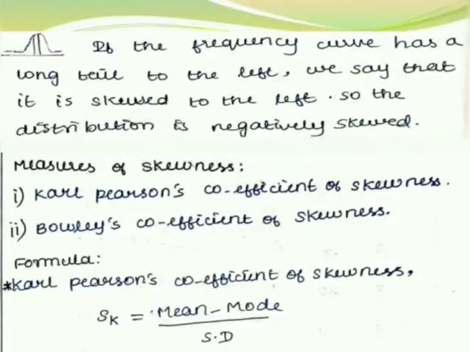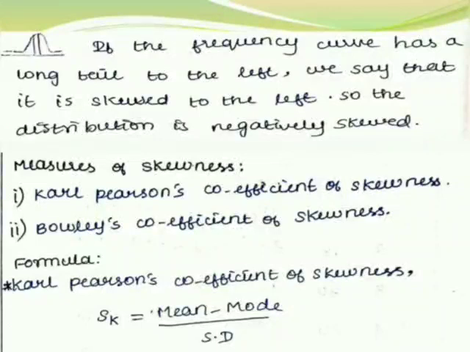Let us see the formula for Karl Pearson's coefficient of skewness, which is denoted by S sub K. S is skewness, K is Karl Pearson's, which is equal to mean minus mode divided by standard deviation. If you want to find Karl Pearson's coefficient of skewness, you have to know how to find mean, mode and standard deviation. So we have to know the formulas of mean, mode and standard deviation. Then only we can find the value of SK, which is equal to mean minus mode divided by standard deviation.